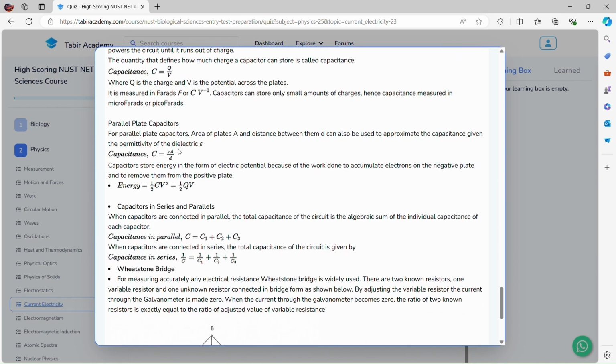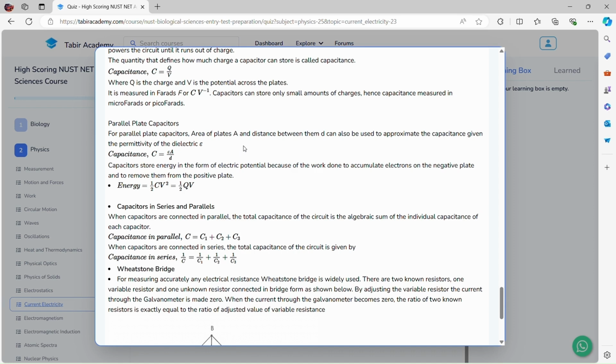Parallel plate capacitors. For parallel plate capacitors, the area of the plates A and the distance between them D can also be used to approximate the capacitance, given the permittivity of the dielectric E. Capacitance C equals EA over D.